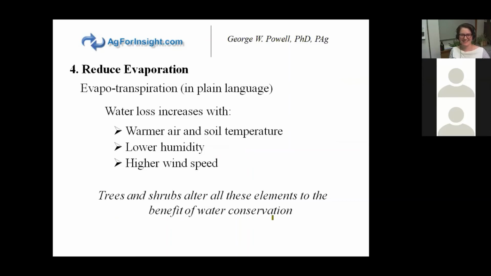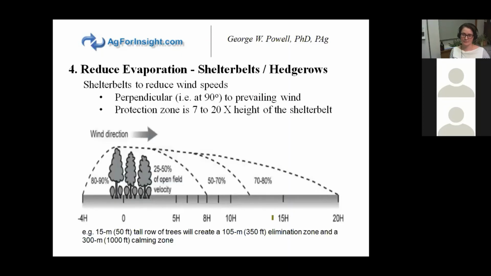So in plain language, your evapotranspiration rate and water losses are going to increase with warmer air and soil temperatures, with lower humidity, and higher wind speeds. And trees and shrubs alter all of these elements to the benefit of water conservation. So they cool the air and the soil, they increase the relative humidity, and they reduce wind speeds. And an agroforestry application that is commonly deployed for soil moisture conservation in fields would be shelter belts or hedgerows.